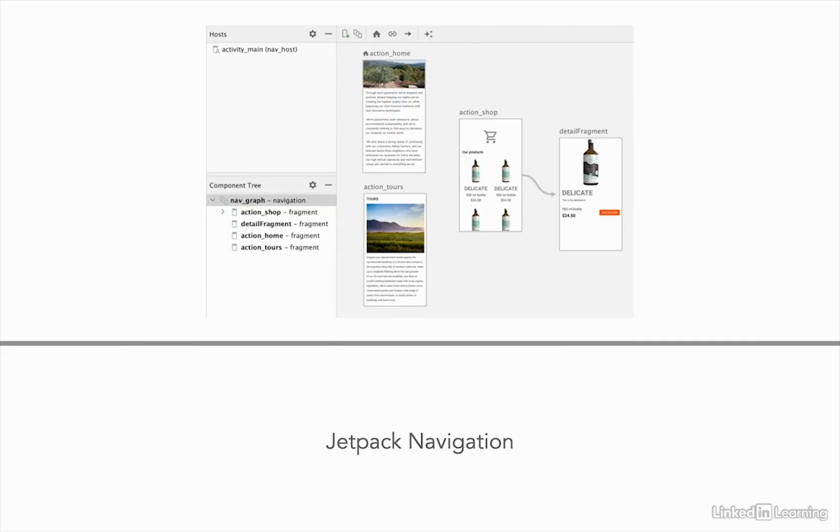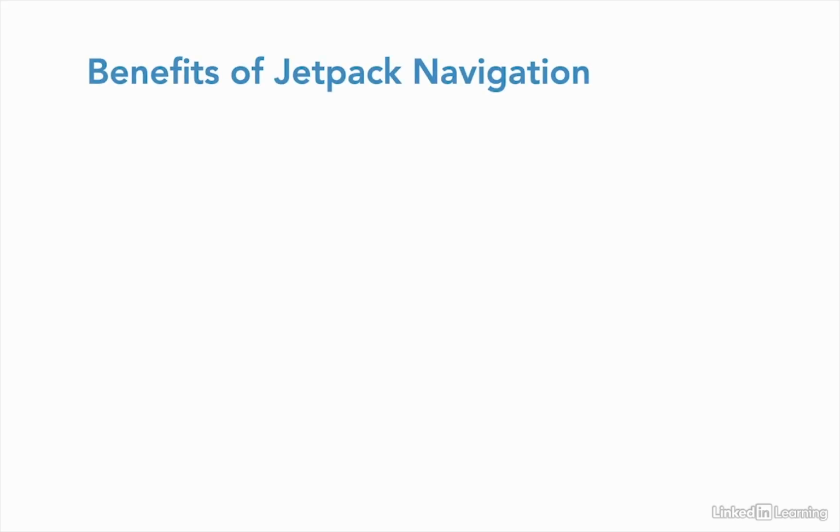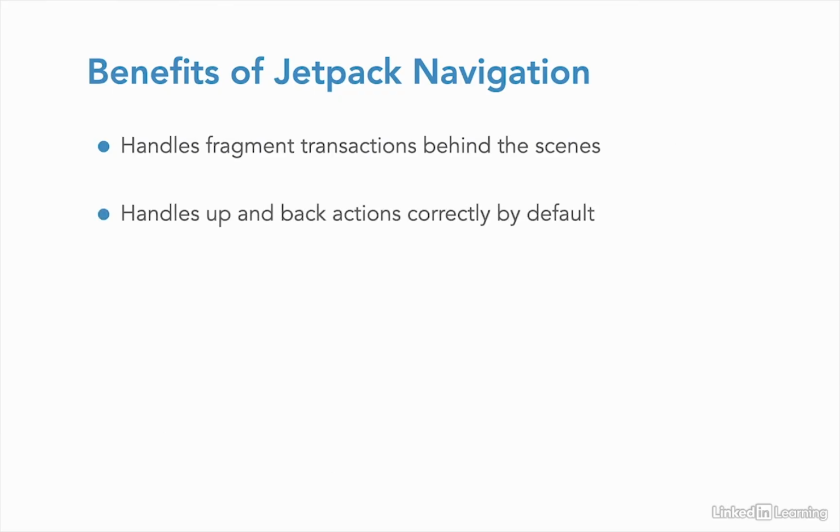It's comprised of 3 primary components: a navigation graph, a host fragment, and a controller. These all work together to move users throughout your application. Some of the key benefits of Jetpack navigation are that it handles fragment transactions behind the scenes. It handles the up and back actions correctly by default.